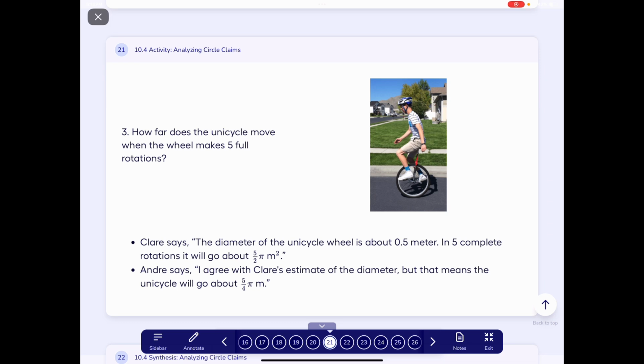So in this case, without even doing any calculations, I would say Andre is probably closer because he is using meters and not meters squared. They're talking about rotations, and meters squared is two-dimensional. That's an area measurement. So I would say Claire's measurement is completely wrong because she's using meters squared, and Andre's using meters, which is one-dimensional, and diameter is measured in one dimension. So 5/4 pi meters. But think about his calculation because he could also be wrong. So let's see if his calculation makes sense.